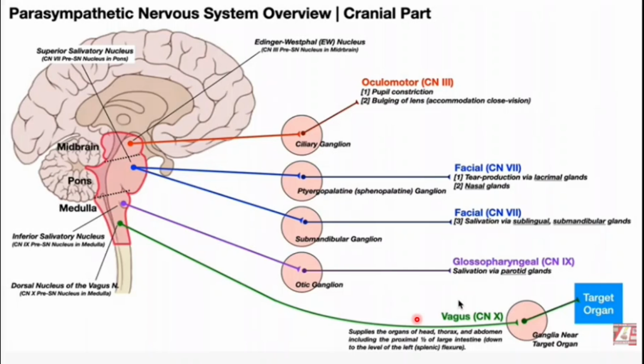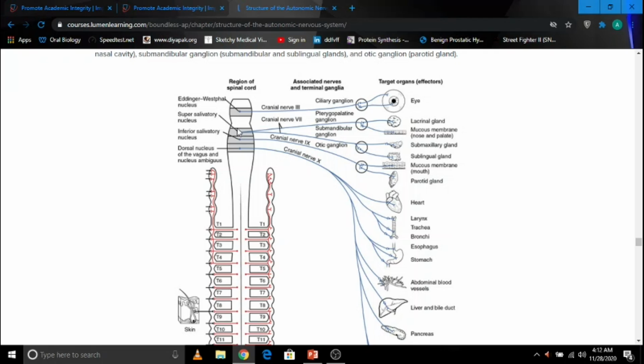So the vagus nerve is supplying many organs. You can also see in this diagram that this is the brain stem, and this is cranial nerve 3 from the Edinger-Westphal nucleus. Cranial nerve 3 forms a synapse in the ciliary ganglion, and from the ciliary ganglion the postganglionic neurons will innervate the smooth muscles of the eye.